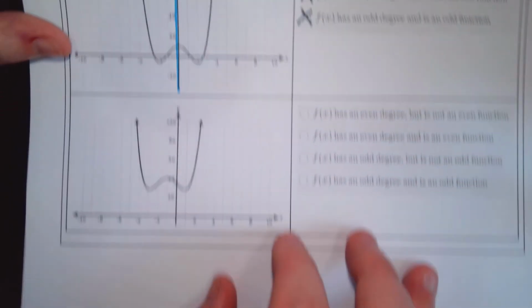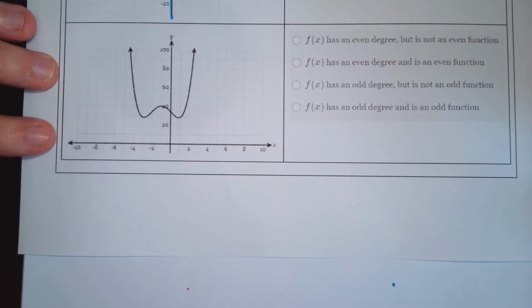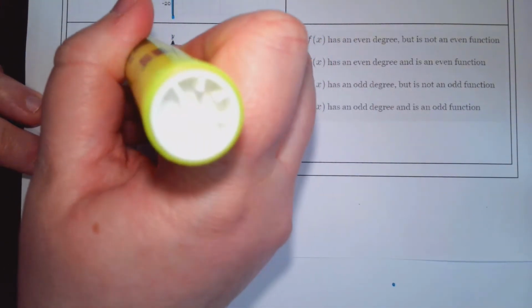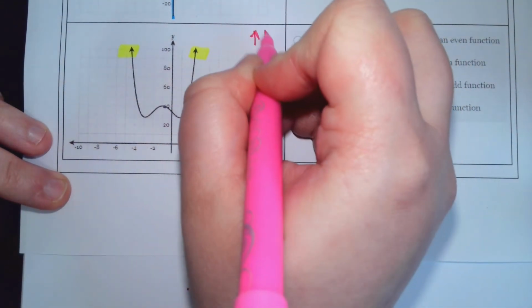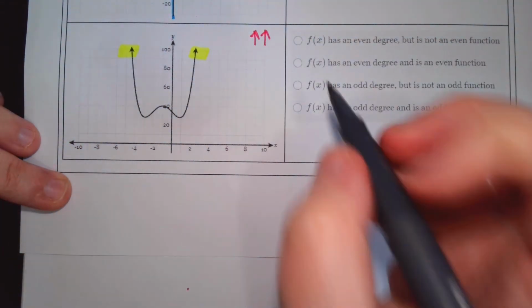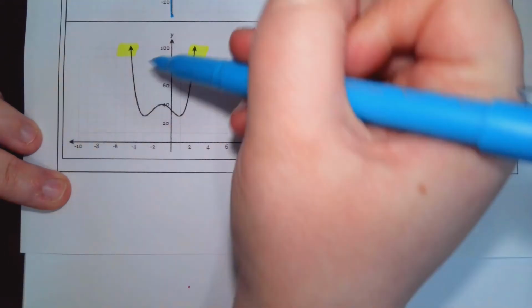All right, final one. Looks very similar to the one that we just did. Here's our ends. They are both going up, so this is another even degree, so it's not odd. And now we look at the y-axis.